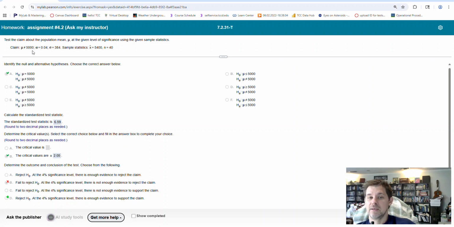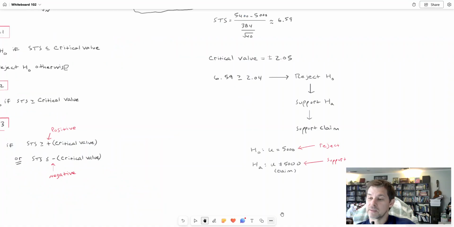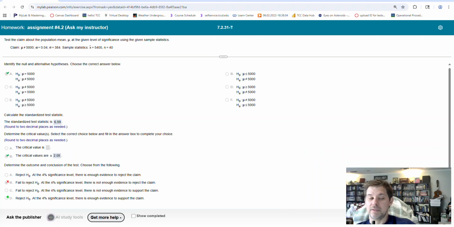Okay, so here's what we do. We support the alternate, and because the alternate hypothesis is the claim that this question began with, we support the claim. Okay? Yeah, so we're rejecting that one because that's the way the numbers worked out. It means we're supporting this one. We're supporting the alternate, and we're supporting the claim. Okay, so look at how that answer would appear. Look at that last choice there. That last one, what's it say? This one right here. Reject the null hypothesis. Okay, at 4% significance, that's the alpha number, 0.04. There is enough evidence to support the alternate hypothesis, or another way to say it is to support the claim.